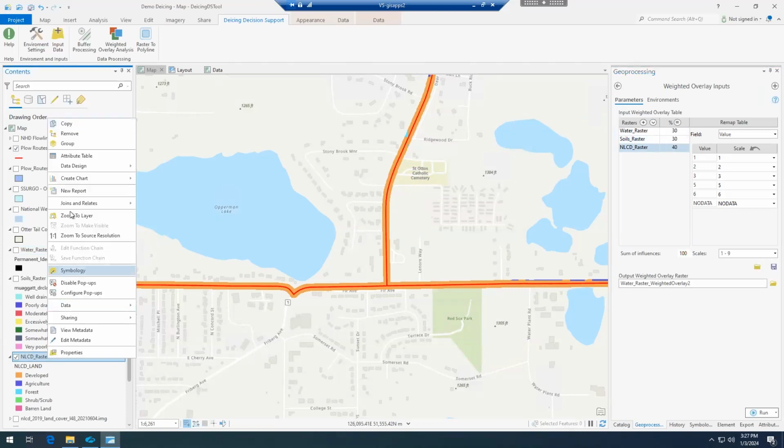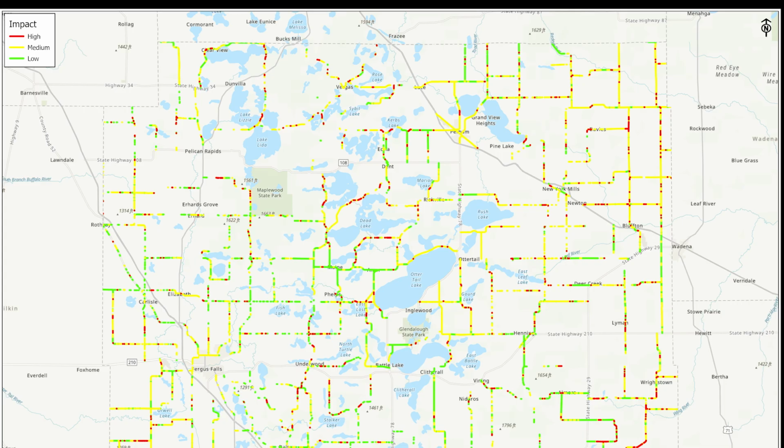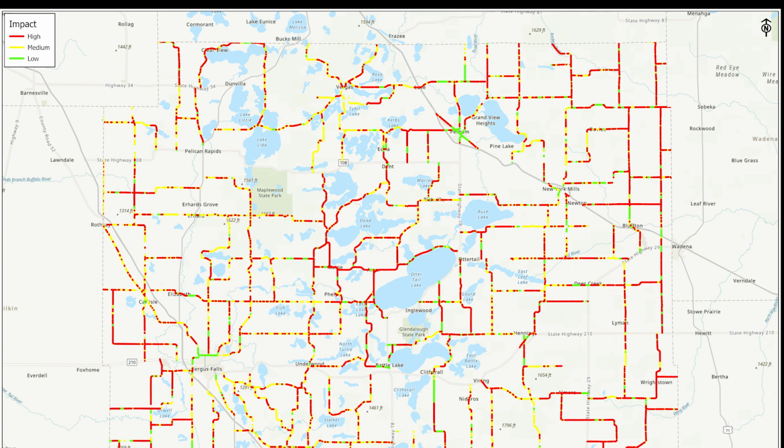Scale values are more important in this example, as several land cover types are represented in the National Land Cover dataset. Since our main concern is forest and agriculture near the roadway, these types are scaled at 9, the highest level. Other land types, such as developed, scrub, and barren, are given a scale of 1 since these are not a concern for decision sensitivity in this particular analysis. Using these settings, the model output is very different from the previous example.